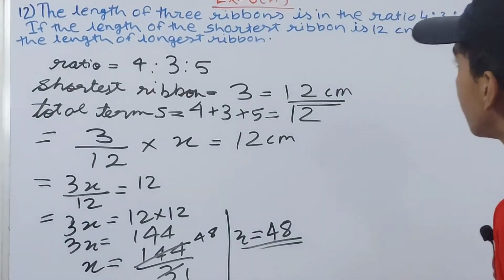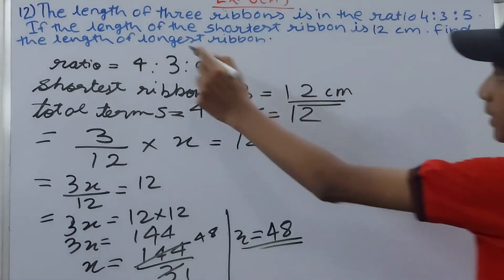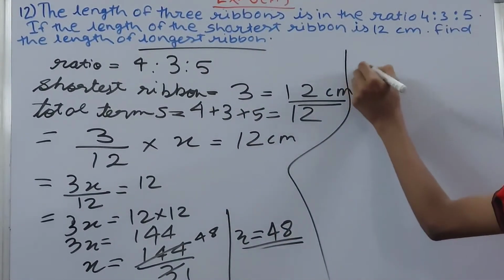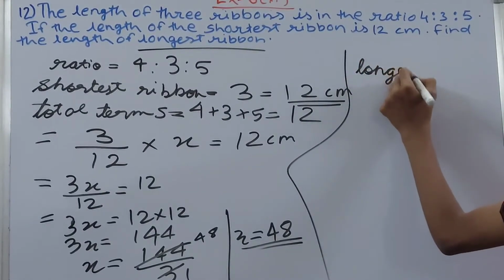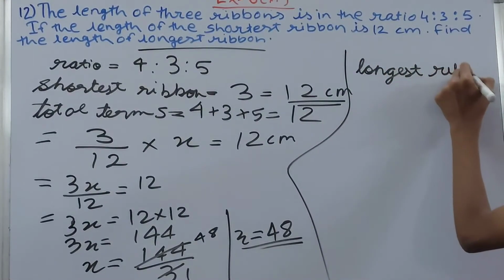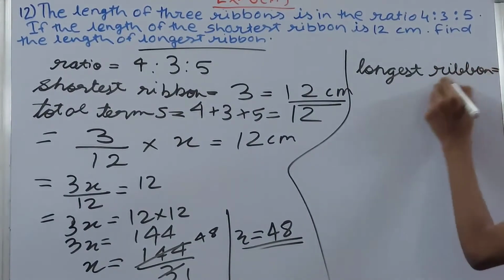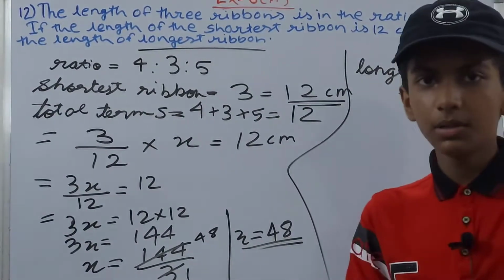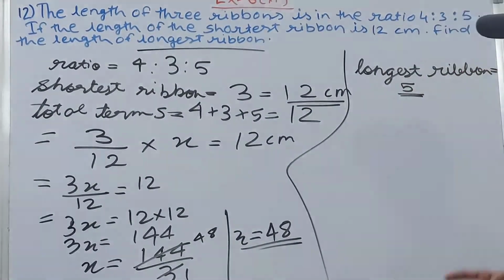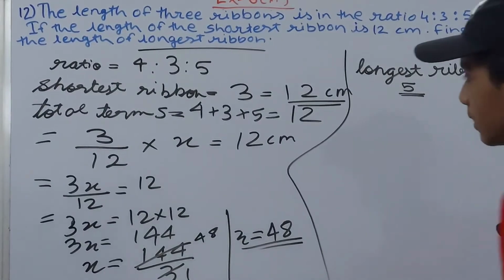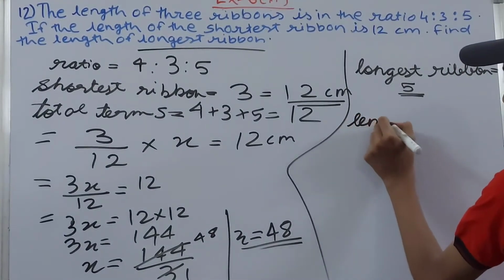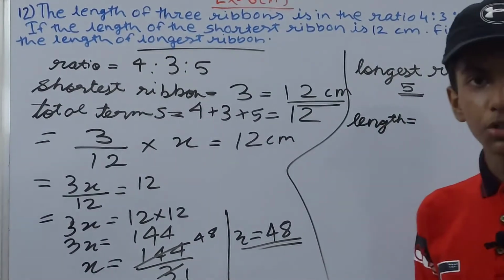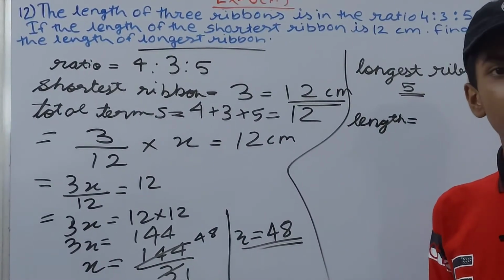Now we have to find the value of our longest piece here, the length of the longest ribbon. So you can write it here that the longest ribbon in the above ratio is what? 5. 5 is the longest because 5 has the greatest value, so it will be the longest as well. Now we will find the length, right? So you write here that length is equal to, same thing, 5, that is the length in the ratio, upon total number of terms into the total.